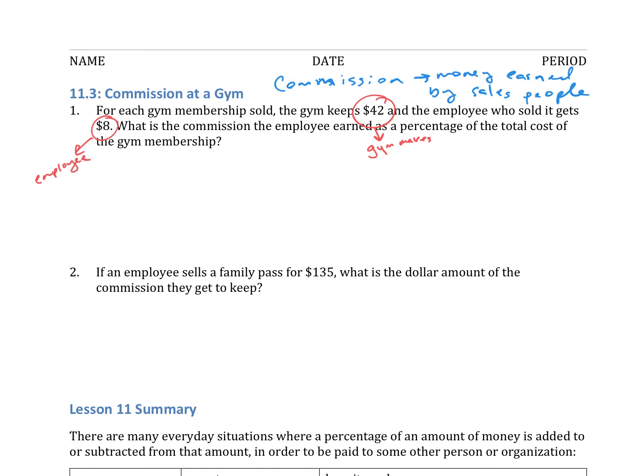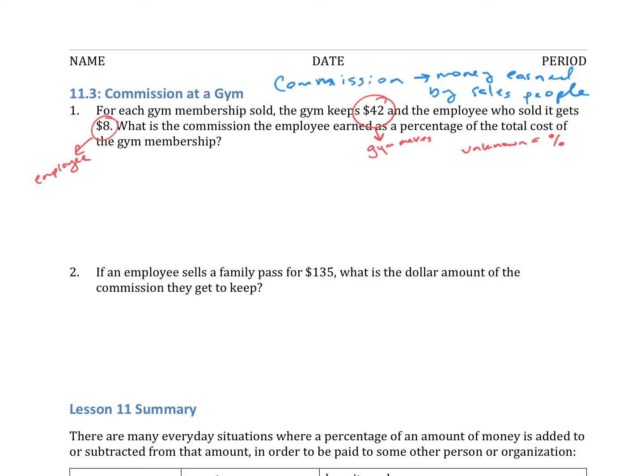What is the commission the employee earned as a percentage of the total cost? So my unknown in this case, because that's important to take note of, is a percentage. So we know that we are going to be calculating a percent. I'm going to read it one more time.